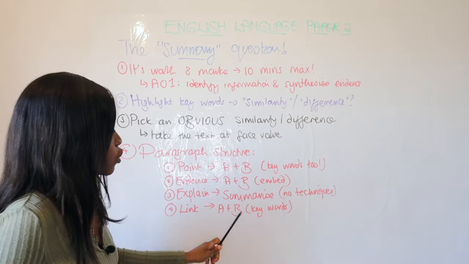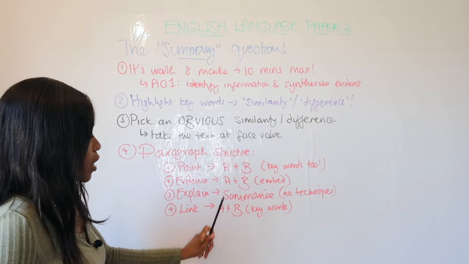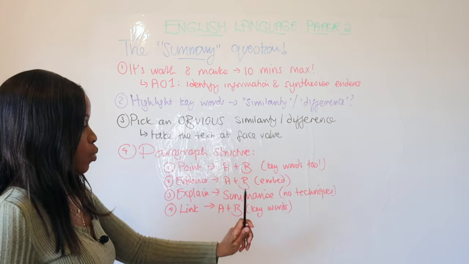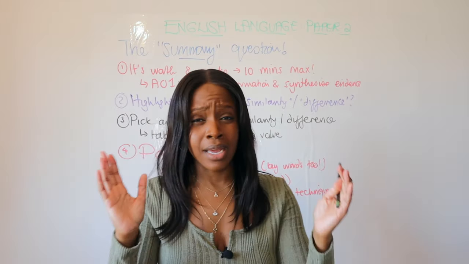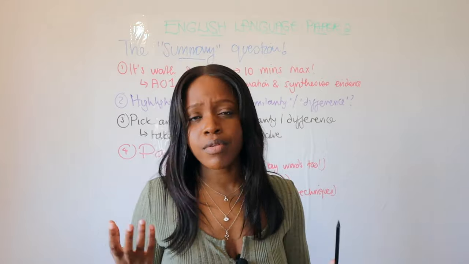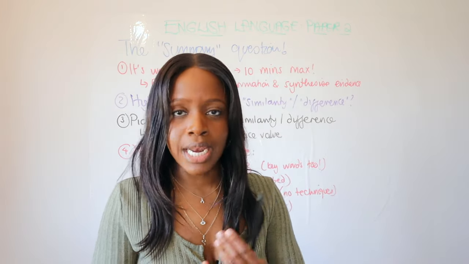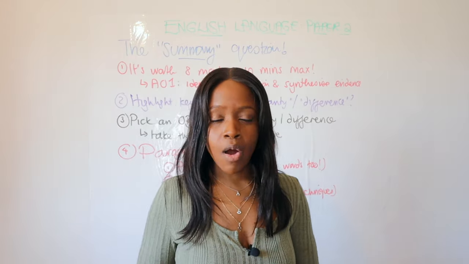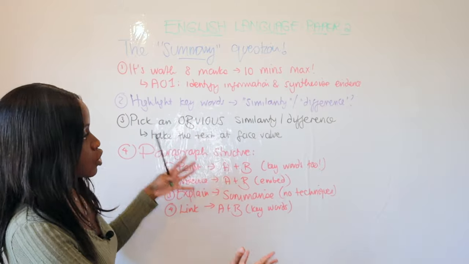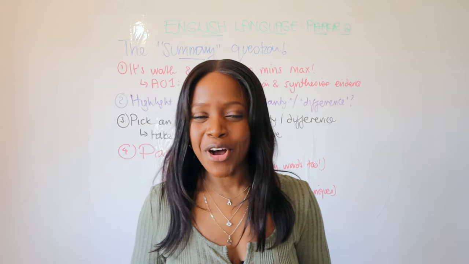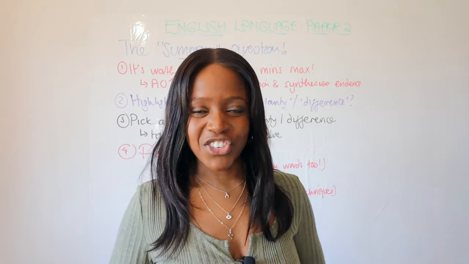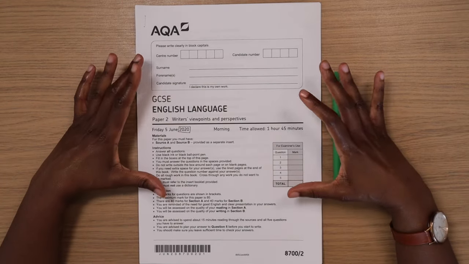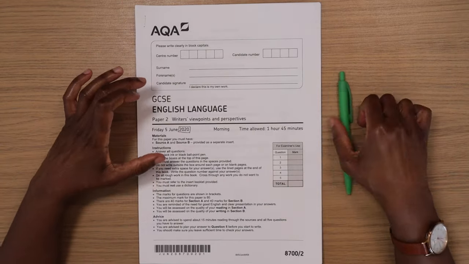So in your link, you simply link it back to the question. That therefore means in source A, this is happening. What's in source B? This is happening. Super straightforward to get some really, really good marks in the summary question. So now what I'm gonna do is show you guys how I'm gonna apply this to a past paper model response question. So let's apply the approach that I've suggested for the summary question to this particular paper.